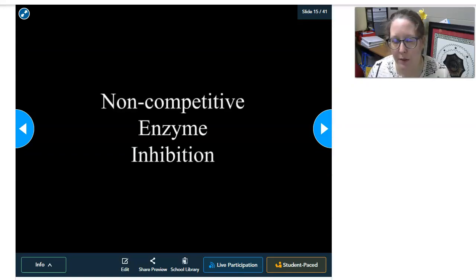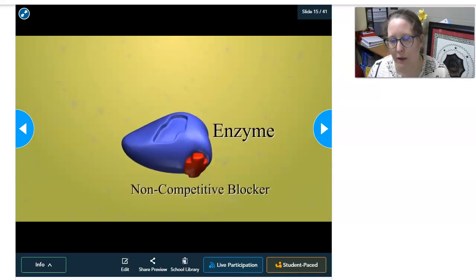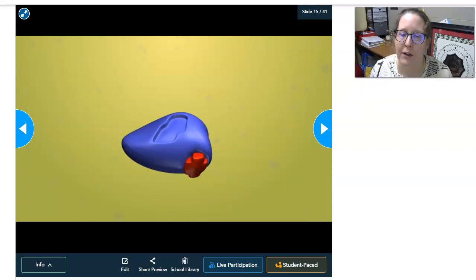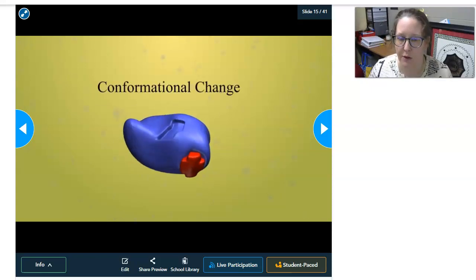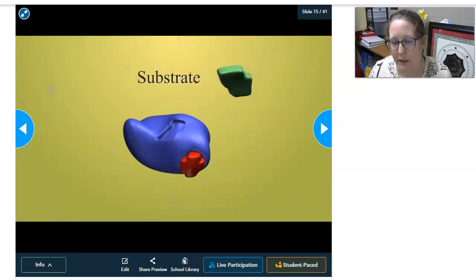And then you have non-competitive enzyme inhibition, which involves the binding of a blocker to the enzyme away from the active site. This binding causes a conformational change in the enzyme, altering the shape of the active site, which prevents the substrate from binding.